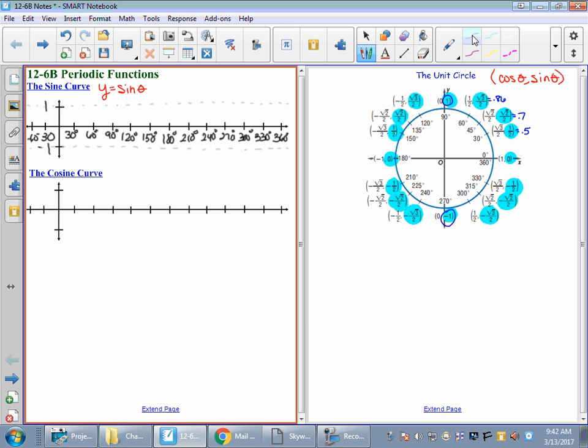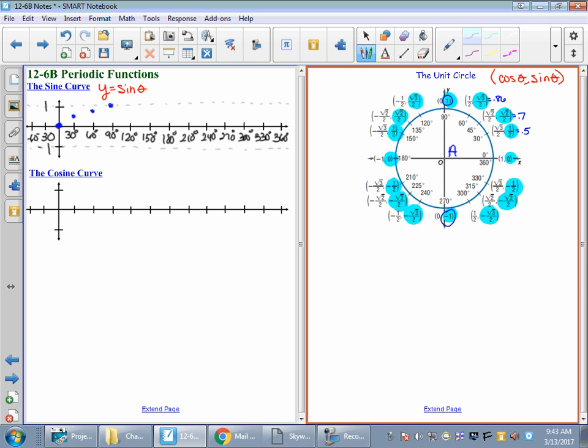For 0 degrees, I'm at 0. The sine of 0 degrees is 0. So my sine curve starts there. When I move to 30 degrees, I'm at 0.5. So just roughly halfway between. I'm going to skip over the 45. I'm going to go to 60. So 60 degrees is 0.86, so almost 1. And 90 hits 1. So that's the first quadrant. It was positive because all of them are positive in the first quadrant.